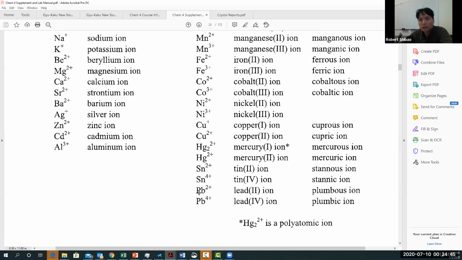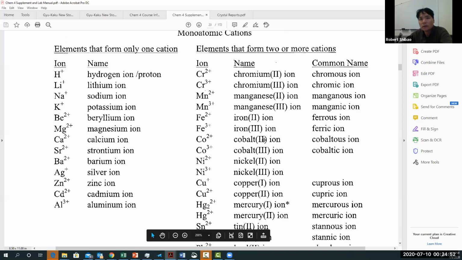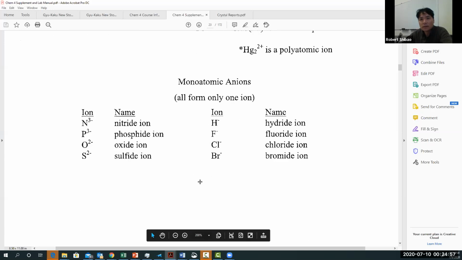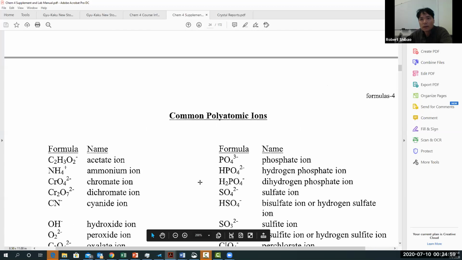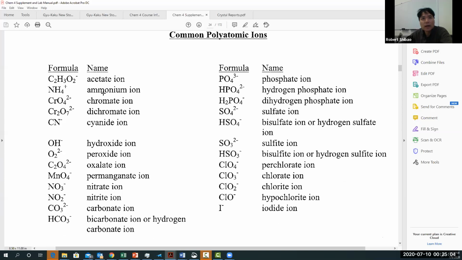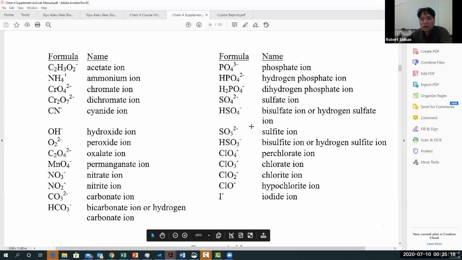Okay. Here's our mercury 1. Mercury 1 is a polyatomic ion. This is mercury 1 ion or mercurous. These are the ions here. Some monatomic anions here. There's the polyatomics. Let's see, we're looking at the 8s, right? And so we had acetate, chromate, dichromate. What are the 8s? Oxalate, we did that. Permanganate, we did that. Carbonate's on the chart. All these other 8s are on the chart. And so that was it.